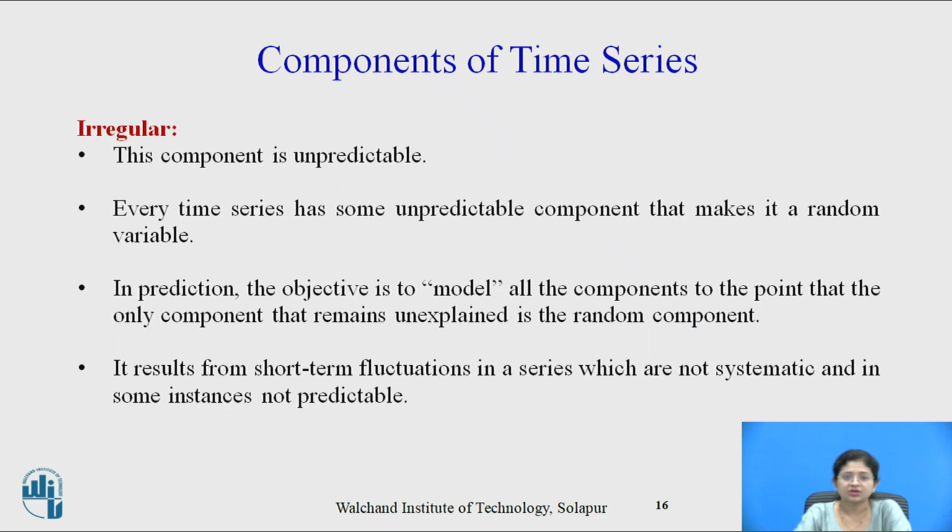Now look at the irregular component. This component is unpredictable. Every time series has some unpredictable component that makes it a random variable. In prediction, the objective is to model all the components to the point that the only component remaining unexplained is the random component. It results from short term fluctuations in the series which are not systematic and at any instant not predictable.